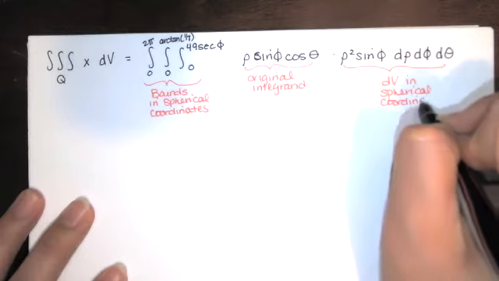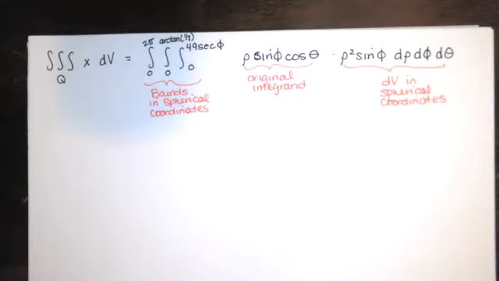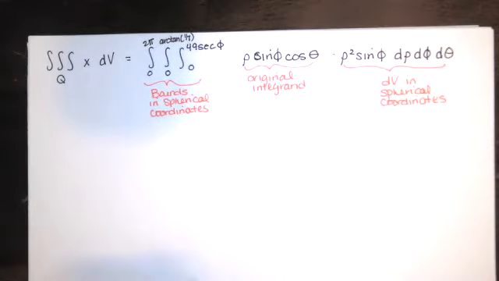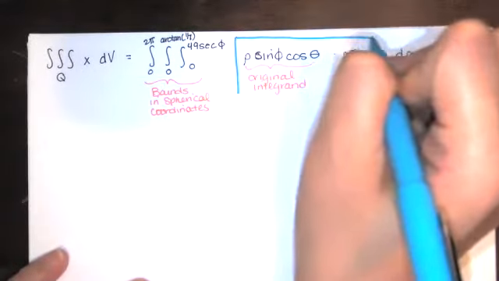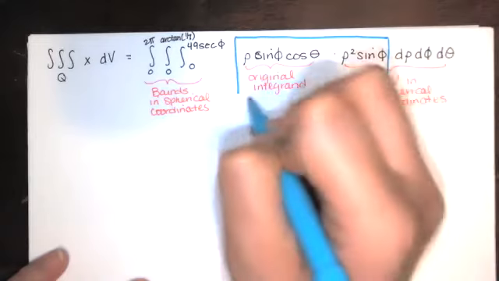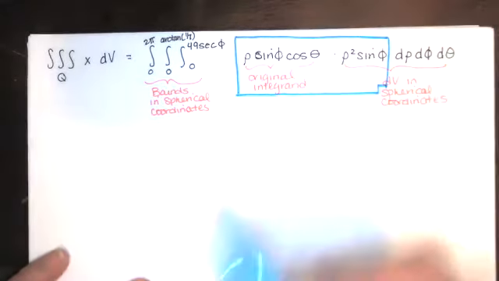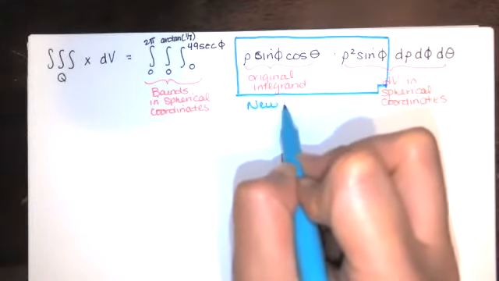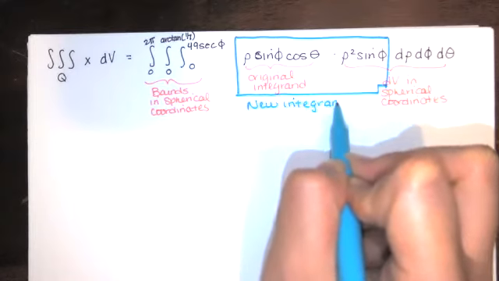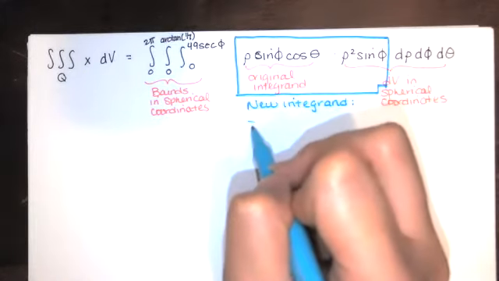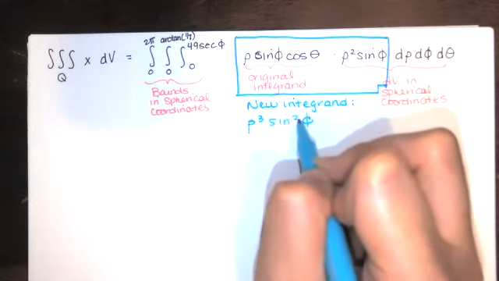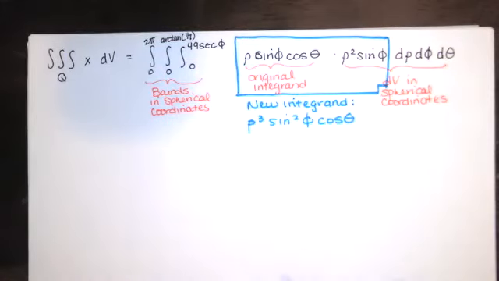Now, when you enter your answer on WebAssign, they don't want it in this factored form. You've got your bounds, you've got your integrand, and then you've got your dV. But the new integrand comes from taking that extra factor, that rho squared sine of phi from the dV, and multiplying it by the original integrand. So the new integrand is rho times rho squared, which is rho cubed, sine times sine is sine squared phi, times cosine of theta.